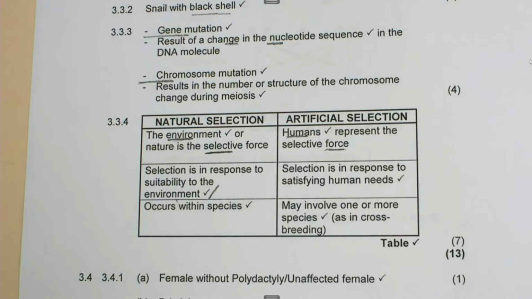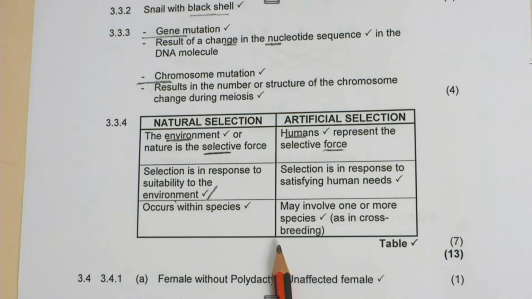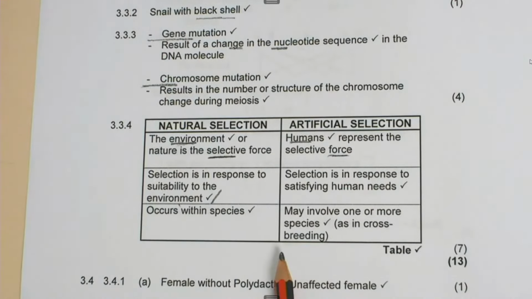So there will be learners that wrote it's a long process and it's a short process. According to marking at the end of the year, they don't allow that one because they say it can also take long in artificial selection to get the breeding that you want. So don't go with long period, short period. So let us leave that one out.